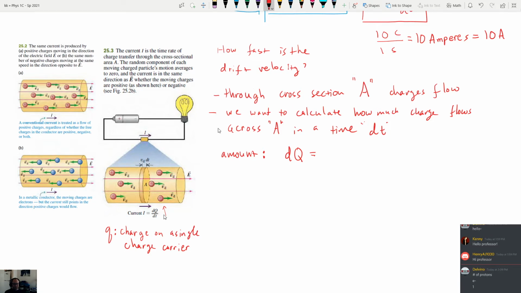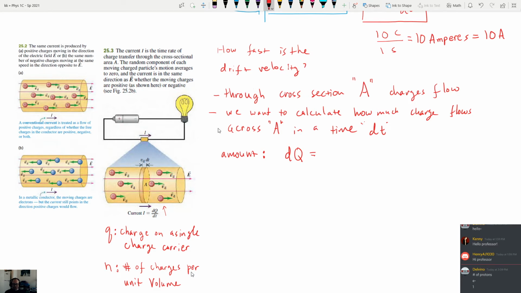We're also going to want to know how many of these charges there are per unit volume, which we're going to call little n. This is the number of charges per unit volume. I think that's it. That's all we really need.